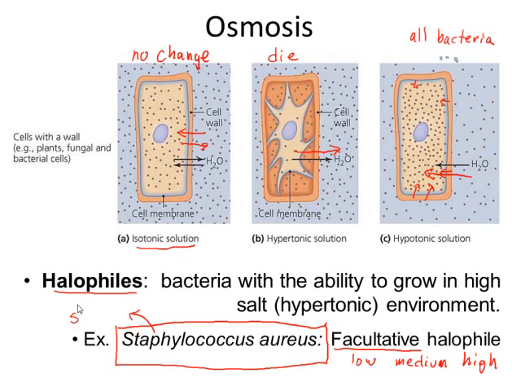Staphylococcus aureus is a common inhabitant of our skin. And what do you know about the salt content of your skin? That's right, the salt content of your skin is rather high. So how can these bacteria continue to survive and grow? Well, they can do that because they're halophiles. So that's a very important class of bacteria. Now that's going to include our discussion on the physical requirements.